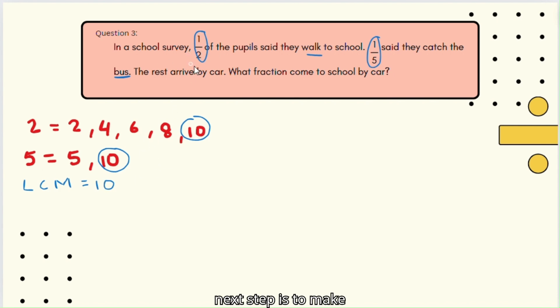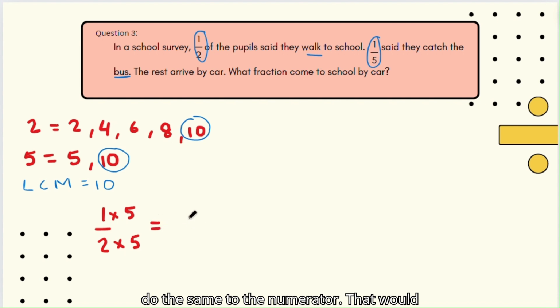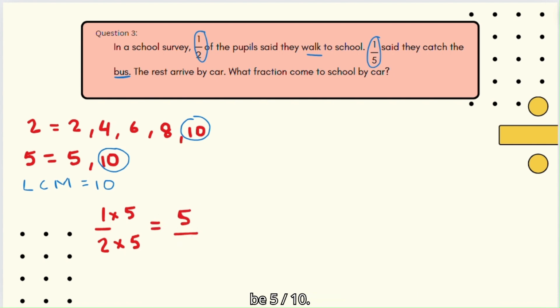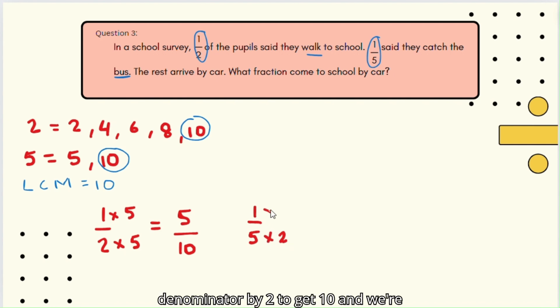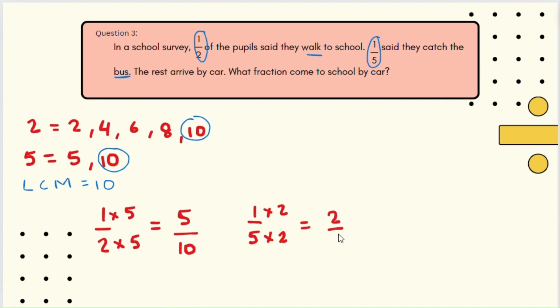Our next step is to rewrite the fractions with the denominator of 10. So 1 over 2: 2 times 5 gave us 10, so we're going to do the same to the numerator. That would be 5 over 10. Our next fraction was 1 over 5. For 1 over 5, we multiply the denominator by 2 to get 10, and we're going to do the same to the numerator. That would give us 2 over 10.